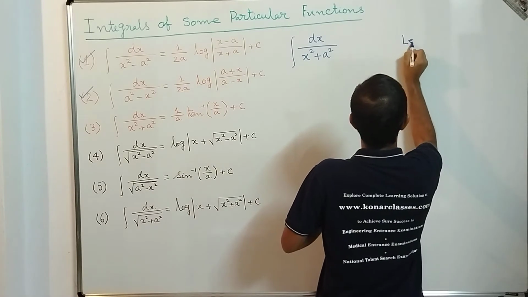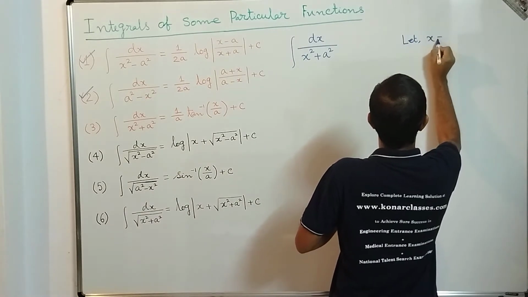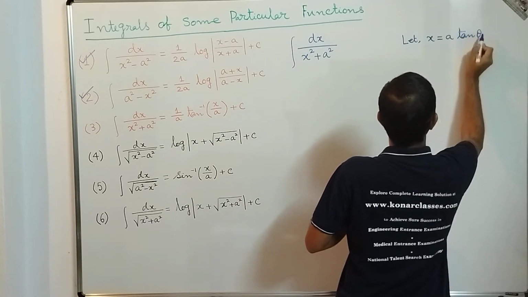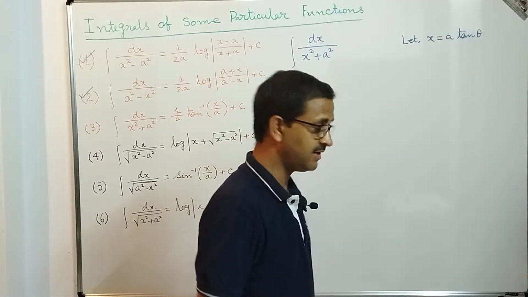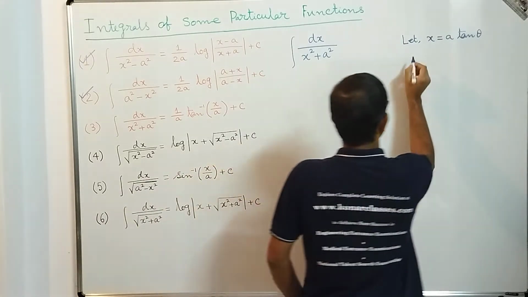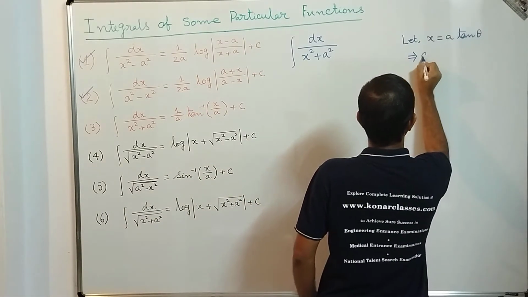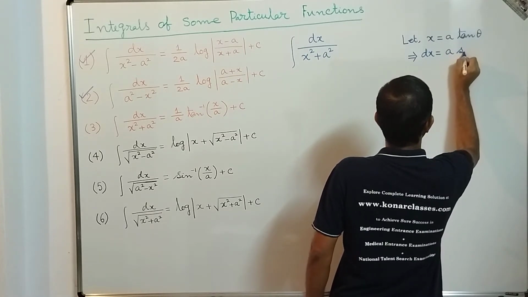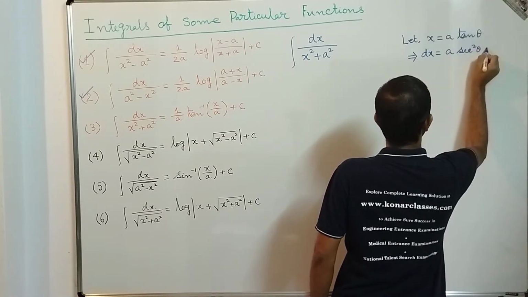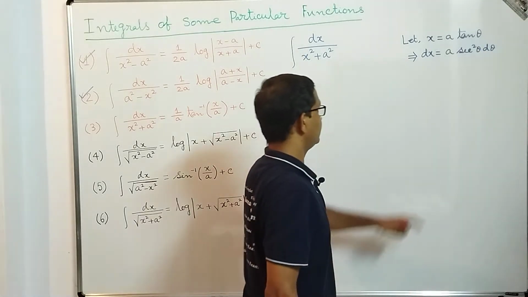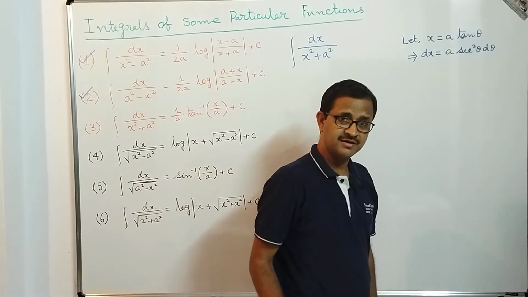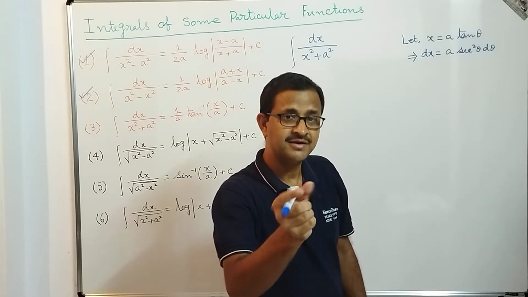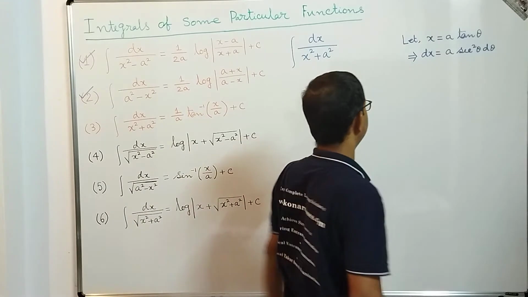So let x equal to a tan theta. Okay, a is a real number and theta is a variable, so that is the substitution. So from here what we will get, dear students, if we differentiate, dx should be equal to a sec square theta d theta, correct? Because the d of a tan theta, a is a constant, it comes out, so a into d tan theta is what? Sec square theta d theta.